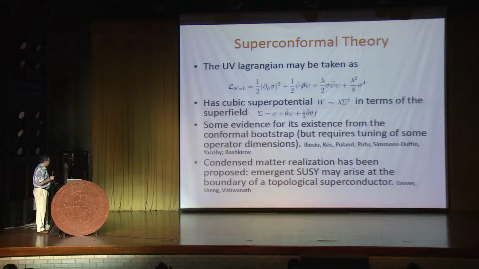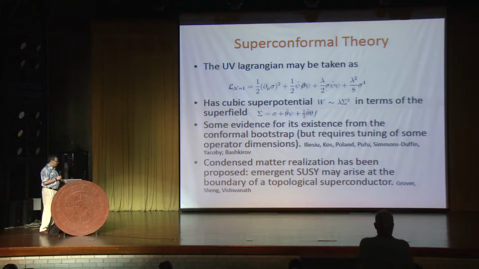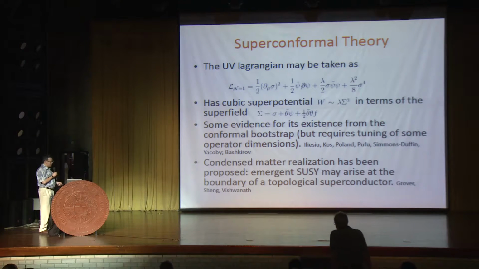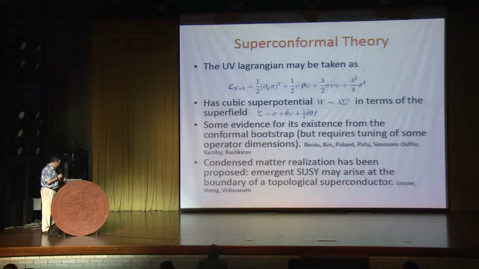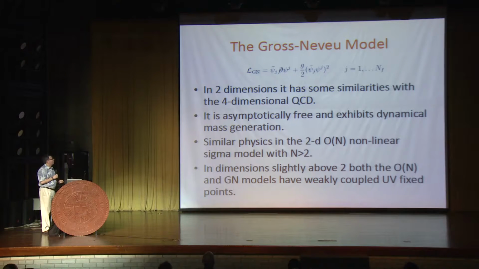And quite recently, a condensed matter realization has been proposed at the boundary of a topological superconductor, which the specific system they were talking about is something with helium-3, but I don't know too much about this aspect of the story. So this is the main player in my talk.